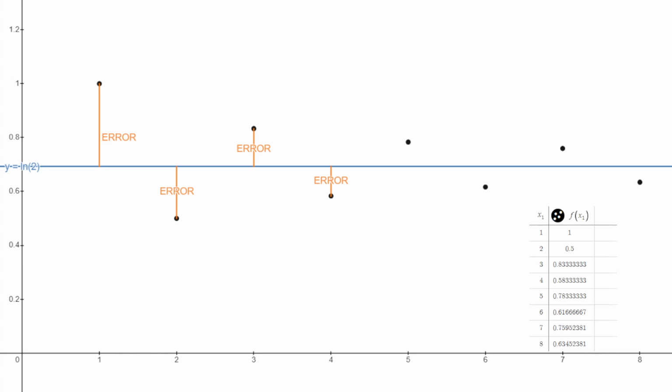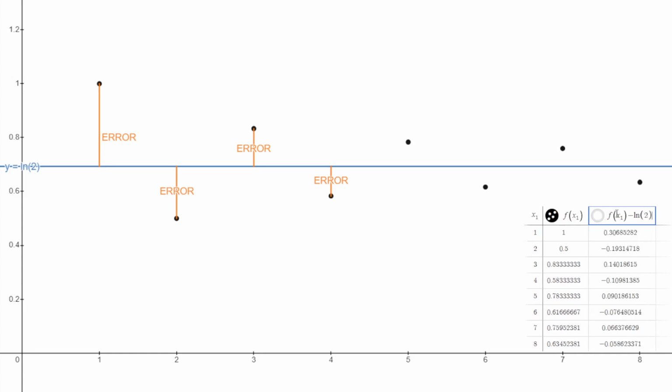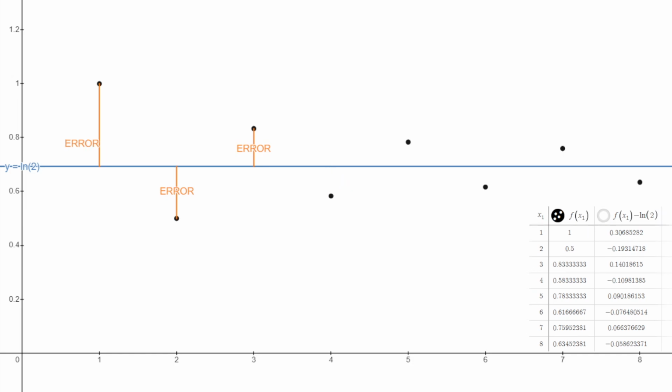And if I needed a numerical value, I could say, what's the difference between f of x1 and natural log of 2? Then that would fill in my error here, and that would give me the length of these orange lines, which are getting shorter and shorter. Sometimes they have a positive length, sometimes a negative length, because sometimes I'm overestimating and sometimes I'm underestimating. But what's going to be important for me to point out is to look at the movement between the black points, as we add more terms on.